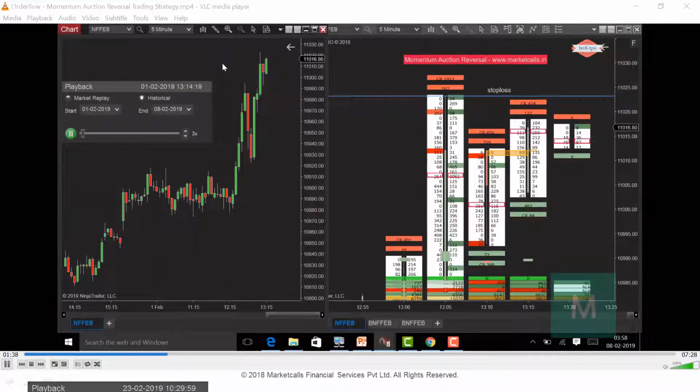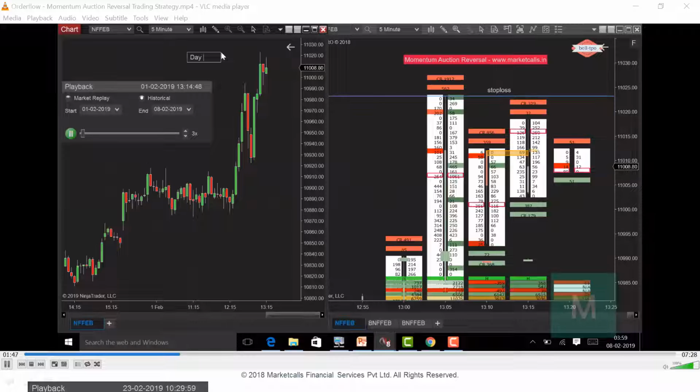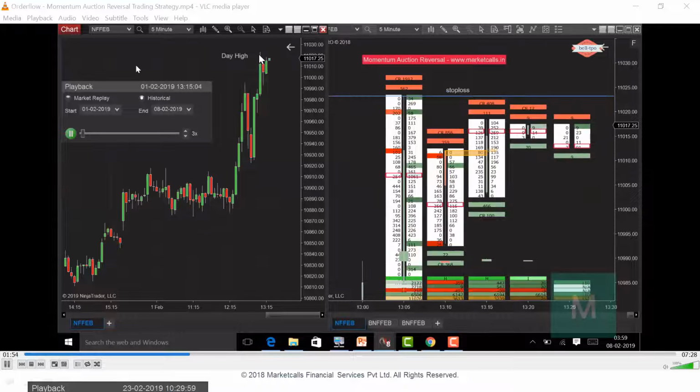But these kinds of opportunities will give you tremendous opportunity, because the VWAP was around 40 points, 80 points down from here. So that's a day high. Price is hitting the day high. We are very close to the day high. We are getting that big volatile candle, and you see how much time price is spending over there.